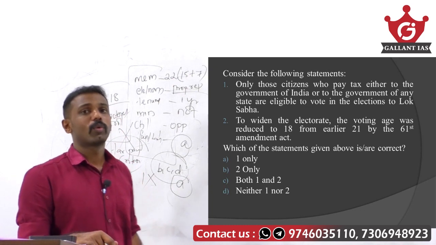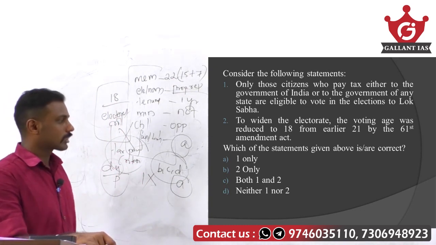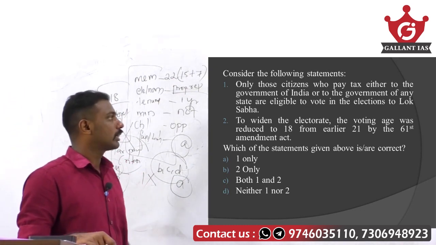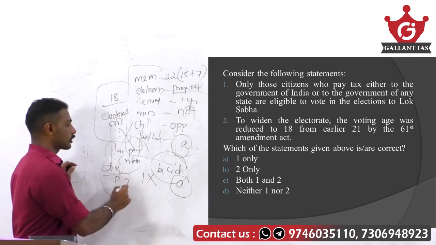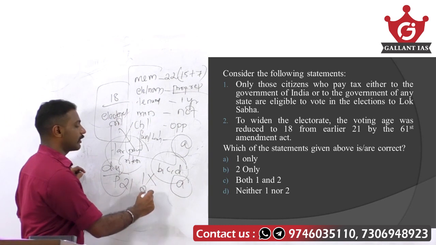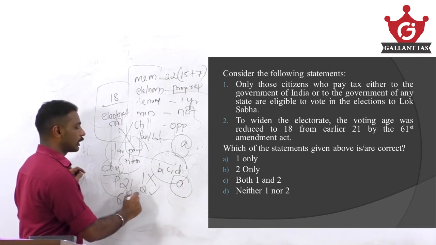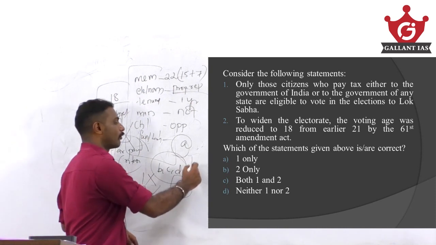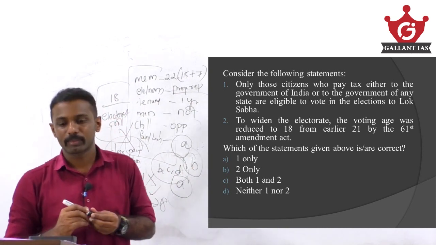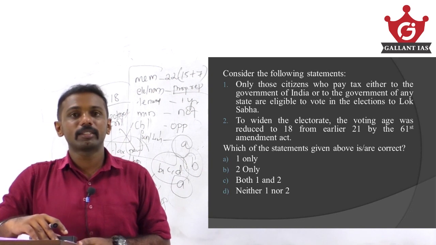Regarding 2, to widen the electorate, the voting age was reduced to 18 from earlier 21 by the 61st Amendment. Exactly. Earlier the voting age was 21 and through the 61st Amendment Act only that was reduced to 18. So 2 is a correct statement, 1 is a wrong statement. So the answer becomes option B, that is 2 only. Clear?